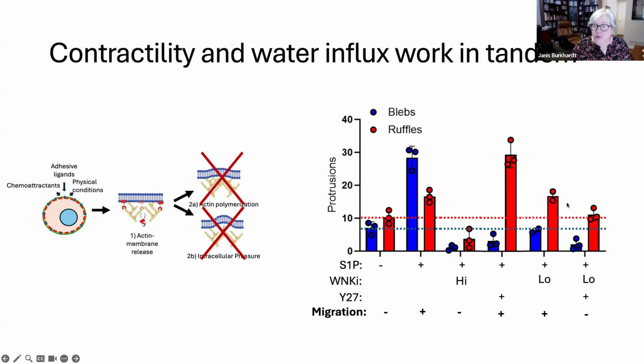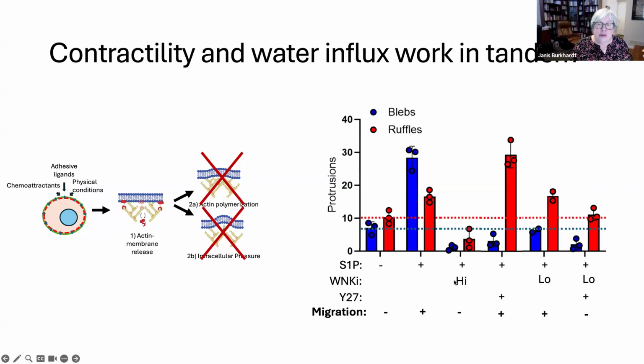But how does that relate to Wnk? Well, to ask that, we used a lower dose of the Wnk inhibitor, one that Victor had shown does not completely block motility. And here we got the same result. We treat with this low dose of the Wnk inhibitor, stimulate with S1P. We actually block blebbing, but we don't block ruffling. But we also don't get this compensatory increase. So now we can combine that with the myosin inhibitor, and now we block the stimulation-dependent increase in both blebbing and ruffling, and now these cells can't migrate.